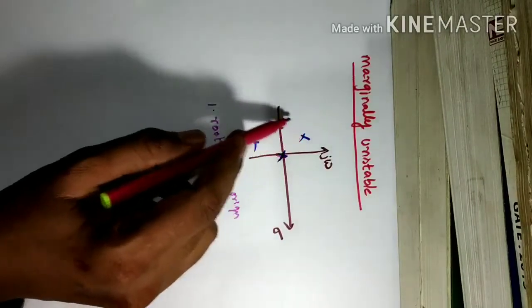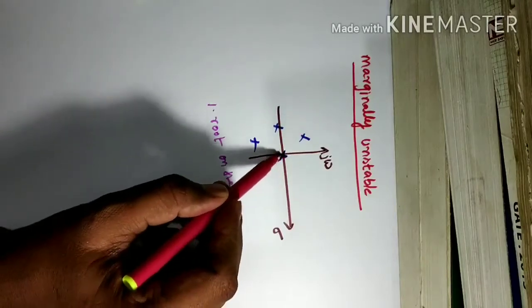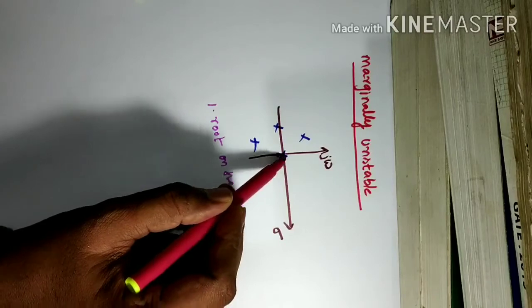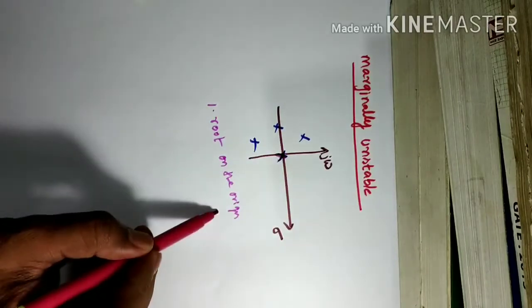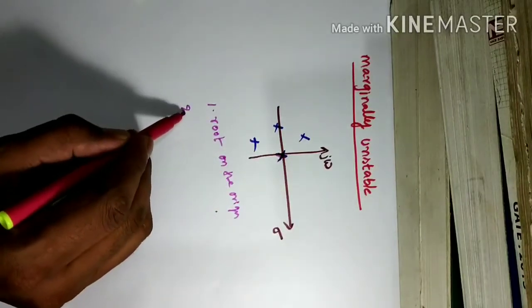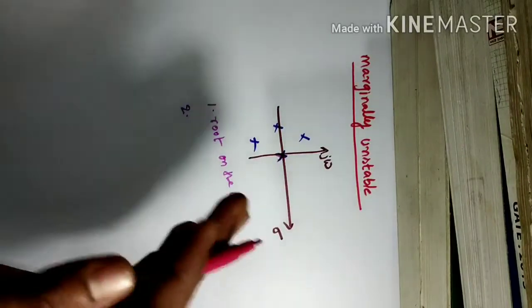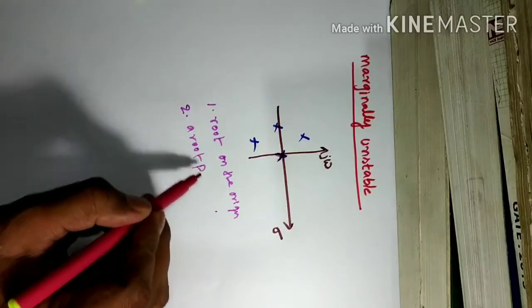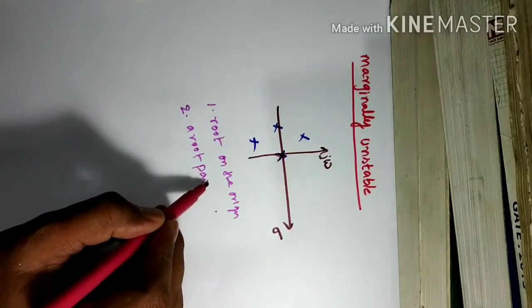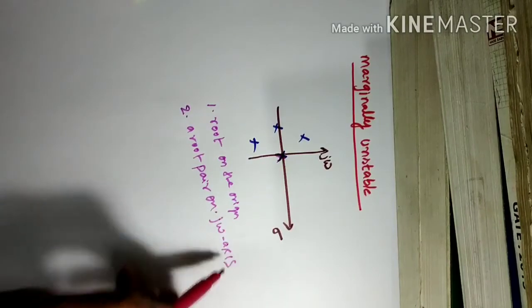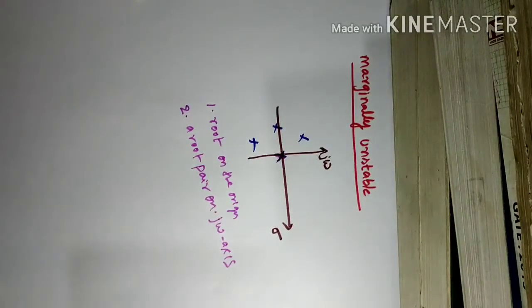So all poles are lying left of the S plane, but one pole is lying on the origin. In that particular case we say a system is marginally stable. And second thing, a simple root pair on the j omega axis, so we say the system is marginally stable.